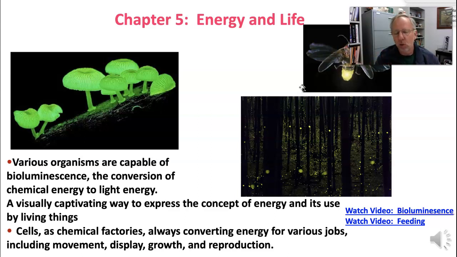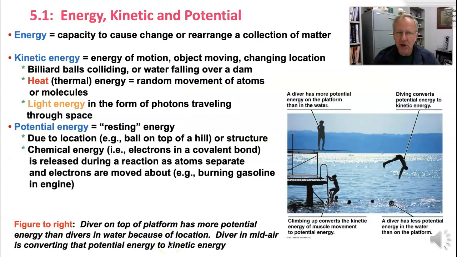So remember, our cells are like chemical factories. We just finished chapter 4, where you learned about the parts of cells, the organelles, what they do, and so on. And so this chapter is adding on to that, helping you understand how cells use energy for a variety of things. And our cells are always using energy, nonstop, to stay alive. Different jobs: moving, growing, displaying, reproducing. So let's jump into this chapter and let's continue with our slides and learn some more details about energy and life.